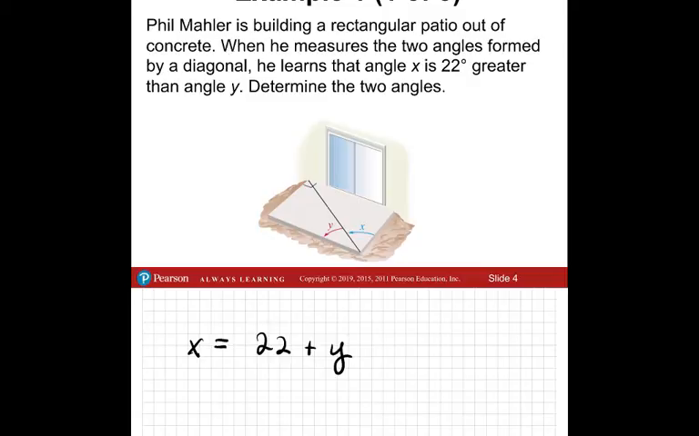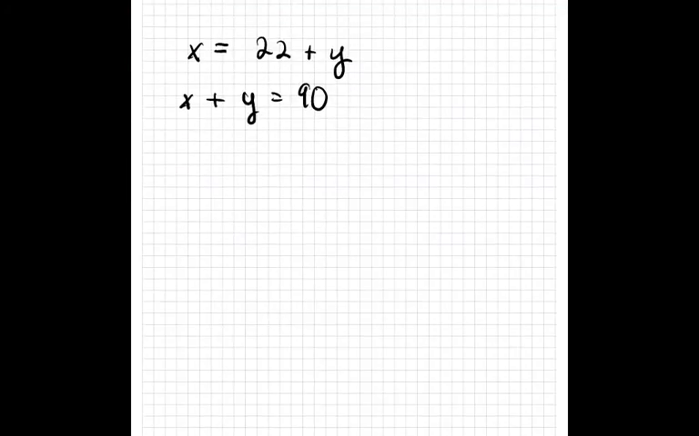Notice if he's doing a rectangular patio, if we say angle X plus angle Y, they should add up to 90 degrees, because it's the corner of a rectangle. The corner of a rectangle is 90 degrees. Those are complementary angles, so they should add up to 90. Okay, so now we have two equations, two unknowns we can solve.